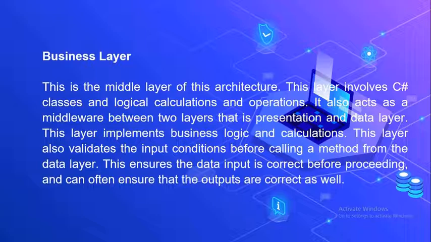Next layer, the business layer or the logic layer. This is the middle layer of the three-tier architecture. This layer involves some classes and logical calculations and operations. The business layer or logic layer acts as the middleware between the presentation and the data layer. It implements business logic and calculations. The business layer validates the input condition before calling a method from the data layer, ensures the data input is correct before proceeding, and can often ensure that the outputs are correct as well.